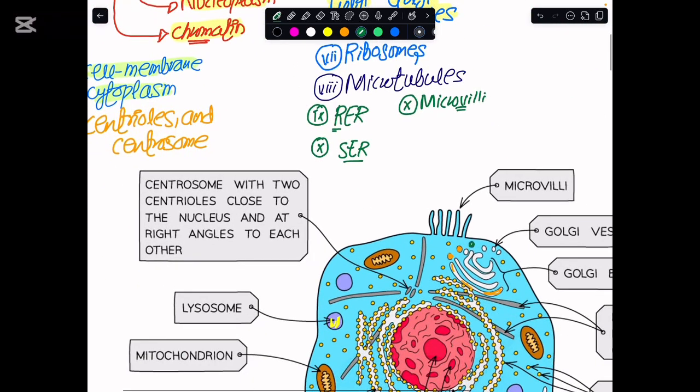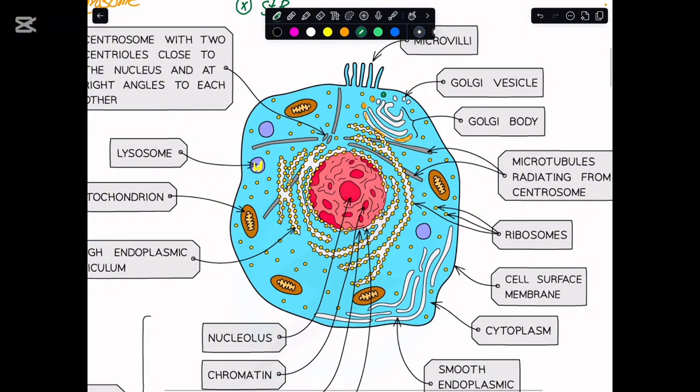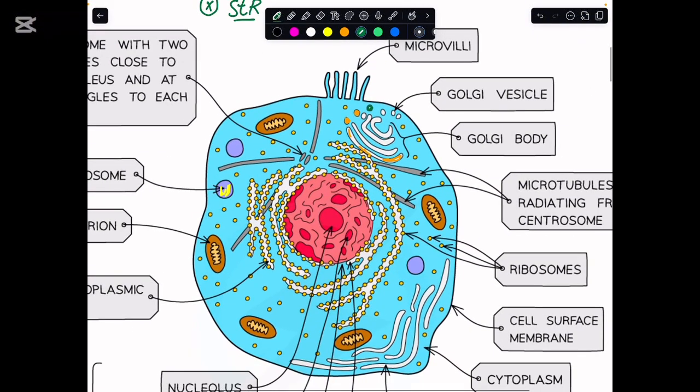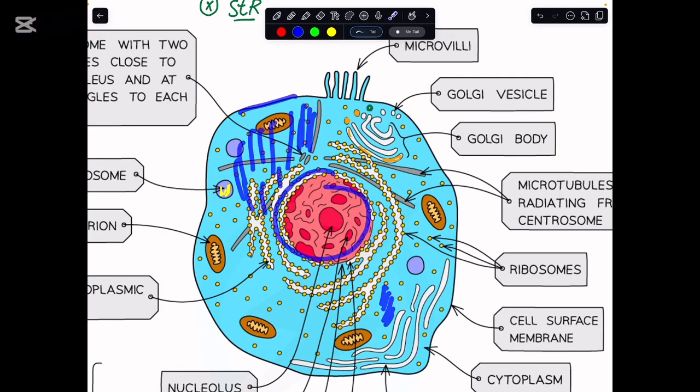So let me quickly take you through the ultrastructure of an animal cell. On the outside, we have the cell membrane, and here we have the nucleus. Between the cell membrane and the nucleus, we have this fluid-filled space, indicated by the blue shading, where most of the chemical reactions occur. This is the cytoplasm.